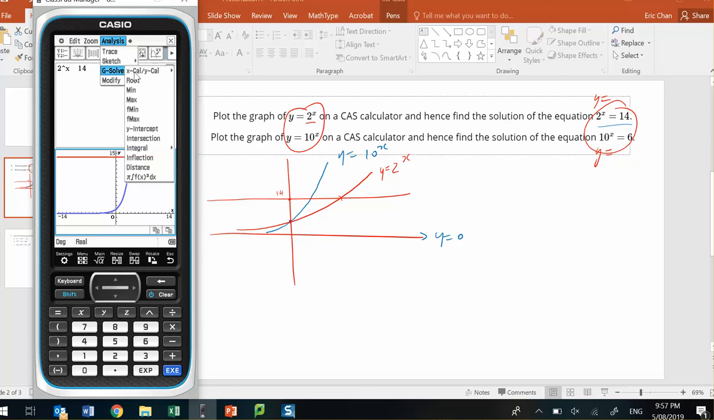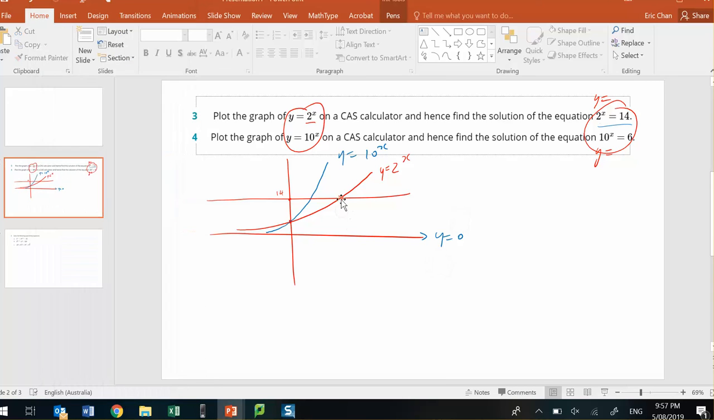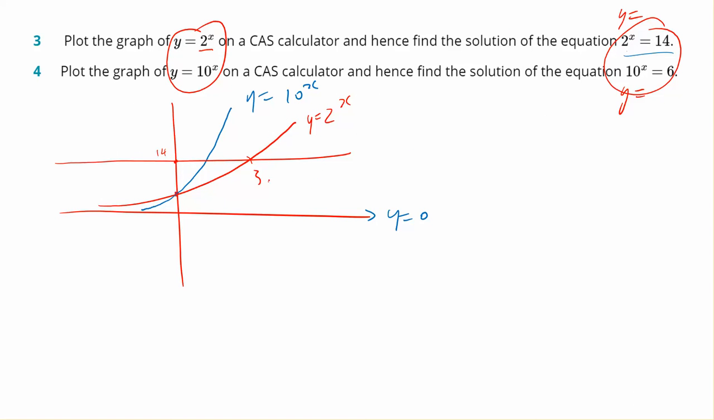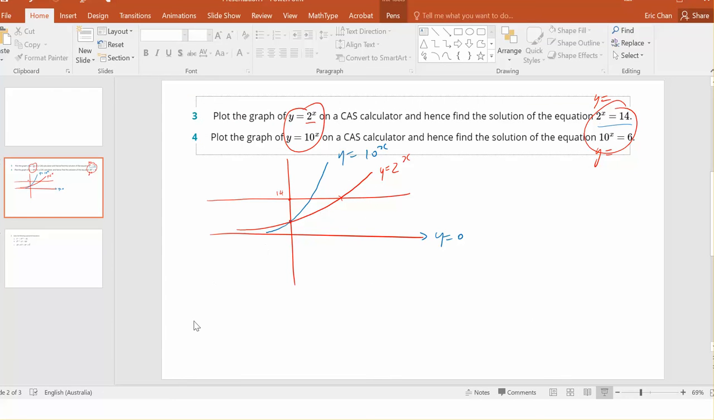Analysis, gsolve, intersect, and they intersect at 3.81, 14. So the intersection point will be here, 3.81 and 14. Another way you can do it is by solving on the main menu.